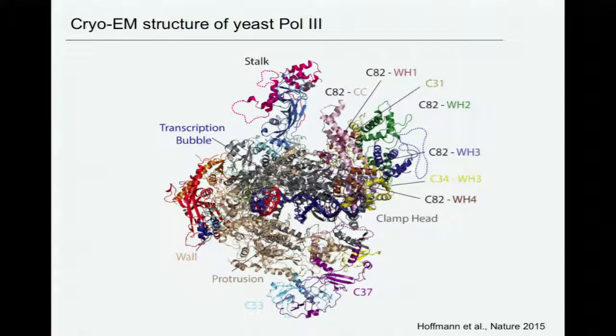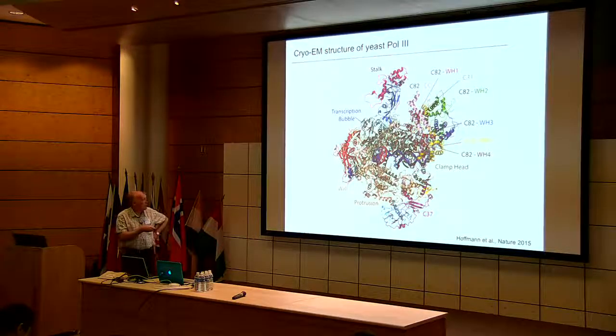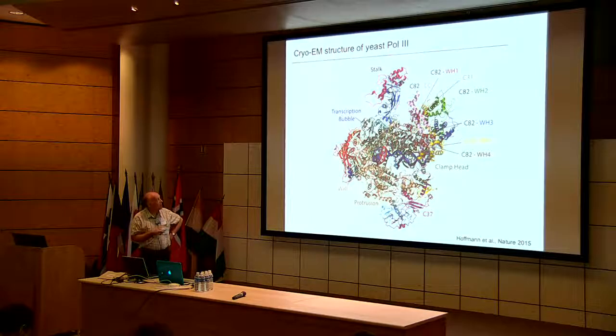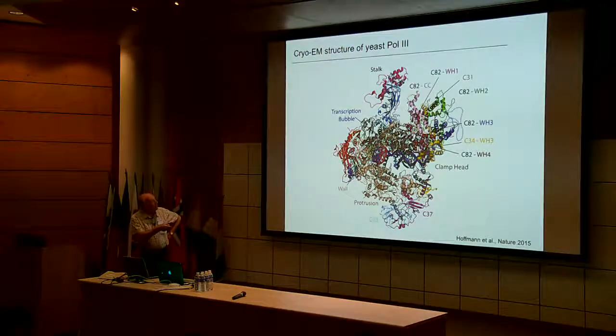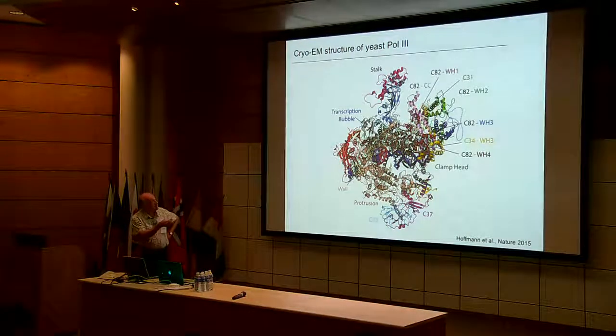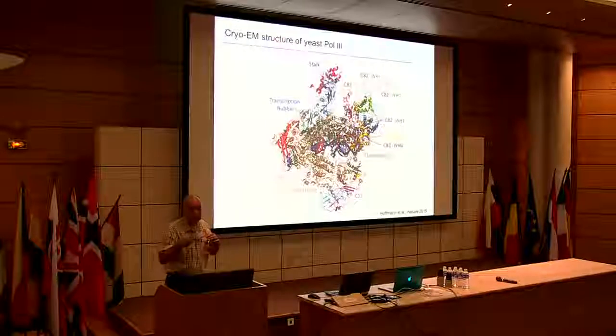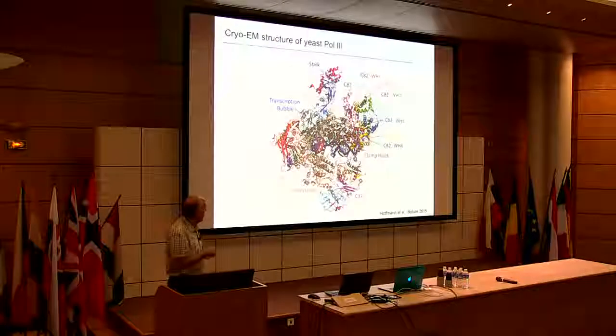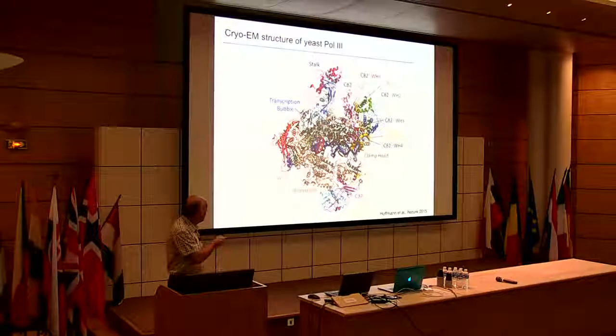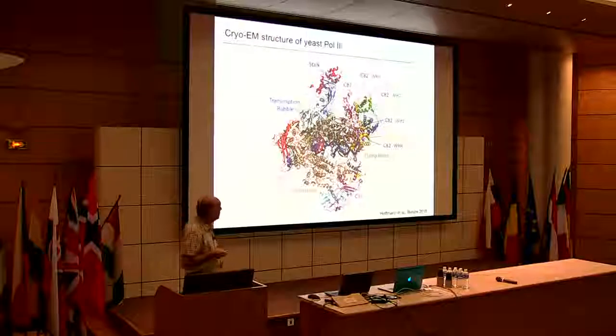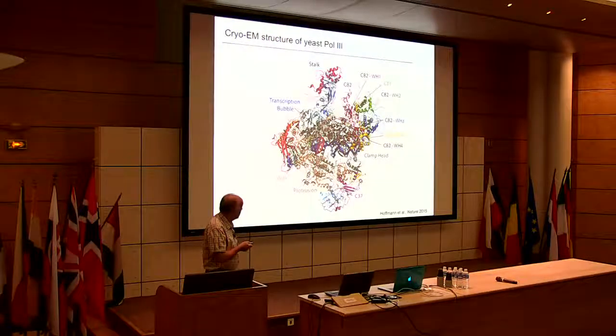So again, you see the 2 large subunits here, and you see the downstream DNA here, the sharp right-angled kink here with the DNA duplex, the upstream DNA coming towards you, and the RNA which is synthesized here. This is the TF2F-like factor, which you now recognize, and now we see TF2E, these TF2E-like 3 subunits, how they are built, where they are located here, with the 4 winged helix which are present in C82.